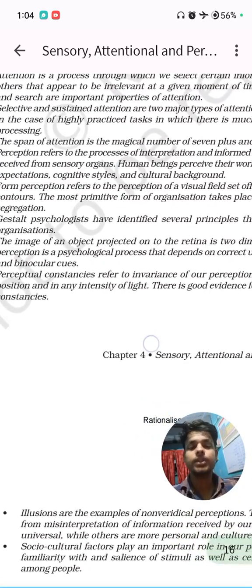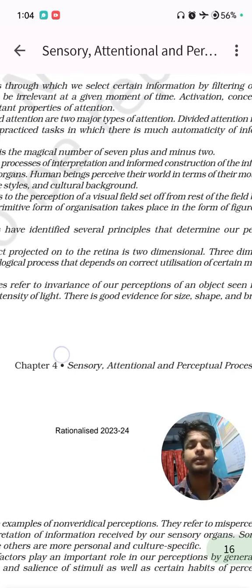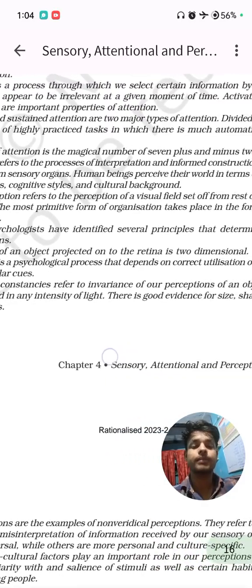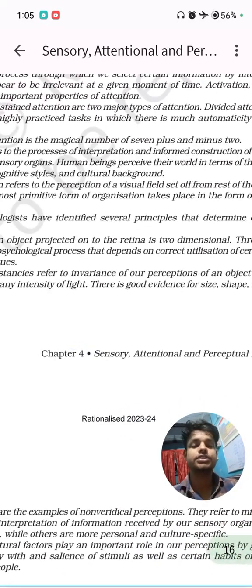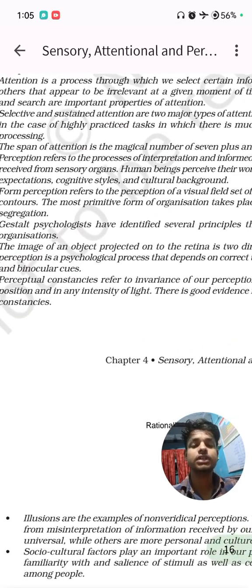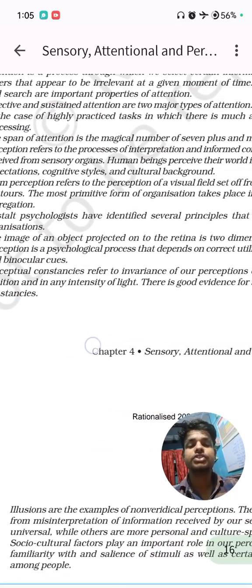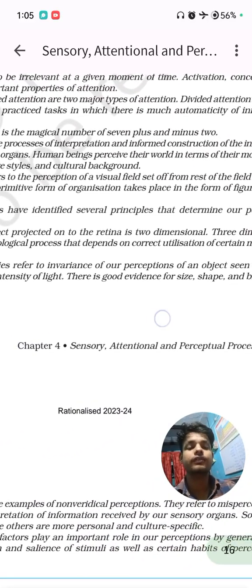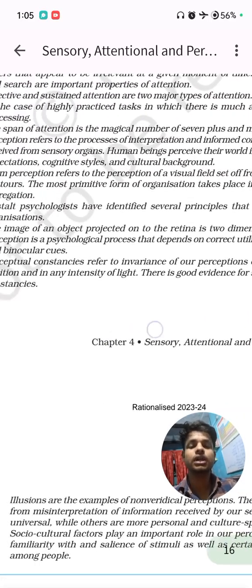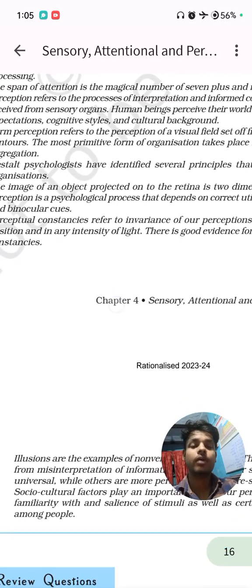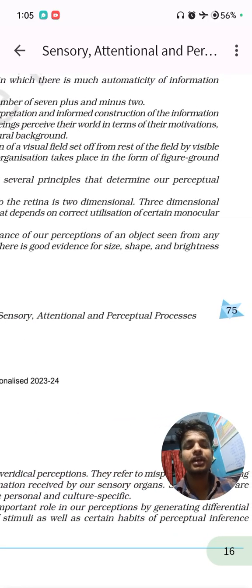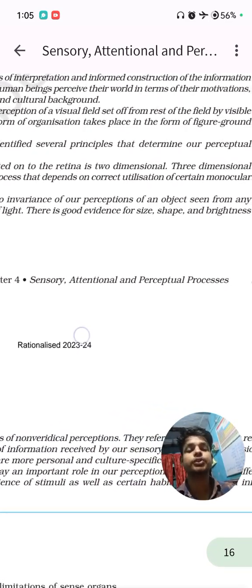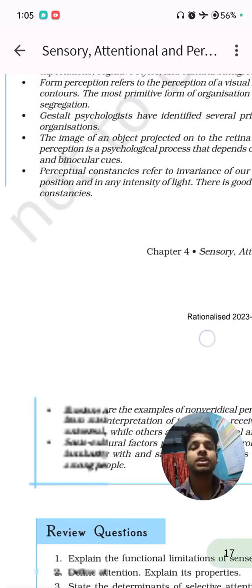Perception refers to the process of interpretation and construction of the information received from the sensory organs. Human beings perceive the world in terms of their motivation, expectation, cognitive styles, and cultural background. Form perception refers to the perception of the visual field set off from the rest of the field by the visual cognition. The most primitive form of organization takes place in the form of figure-ground segregation. Gestalt psychology has identified several principles that determine our perceptual organization.